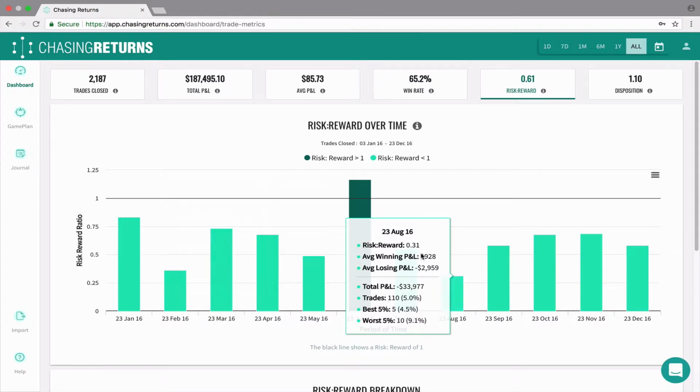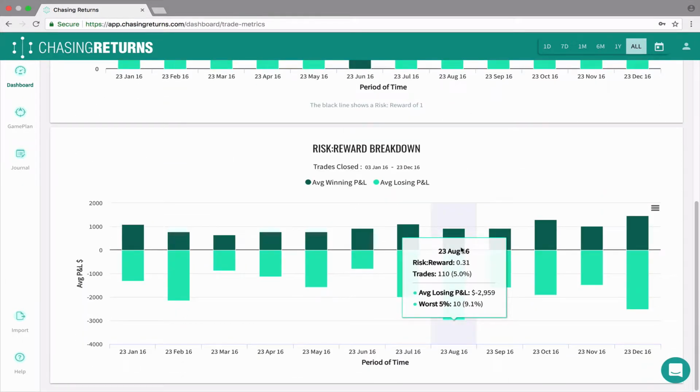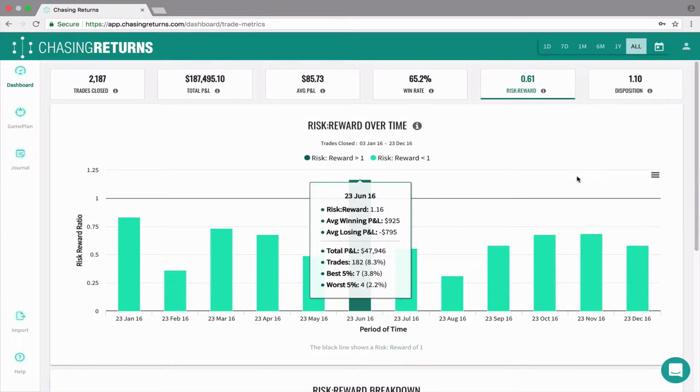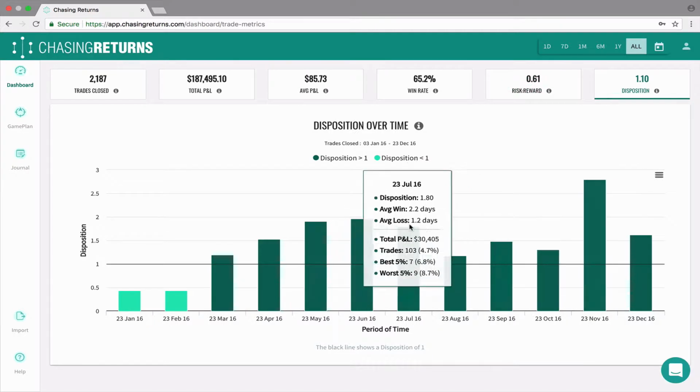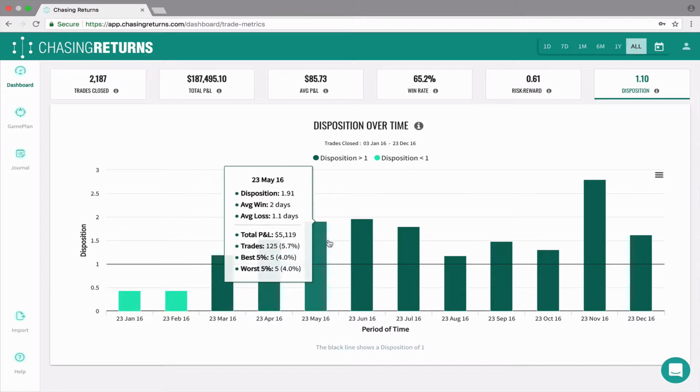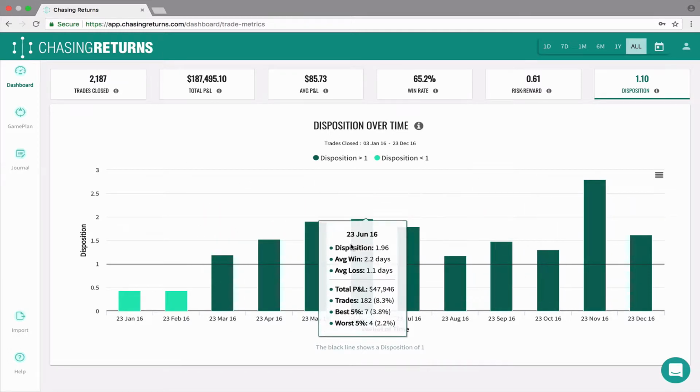August was a bad month for him. His risk reward ratio was only 0.3, where his winning trades were about 1,000, but his losing trades were 3,000. It's a very big difference for this trader. And here you can see it visually, where the winners are quite small, and we can see quite big losers down here. And then the final one, disposition. Again, we're looking to try and hit that magic 1 number, where you're not cutting your winners too quickly, and you're not letting your losers run. And this trader has been doing quite well on disposition.